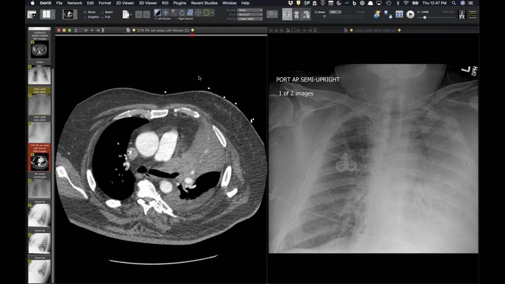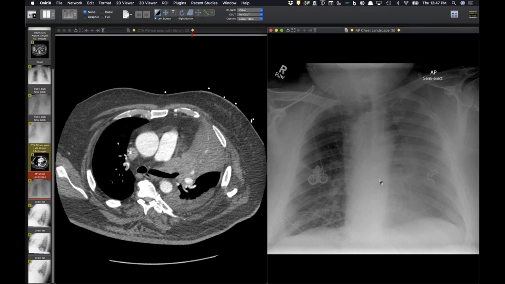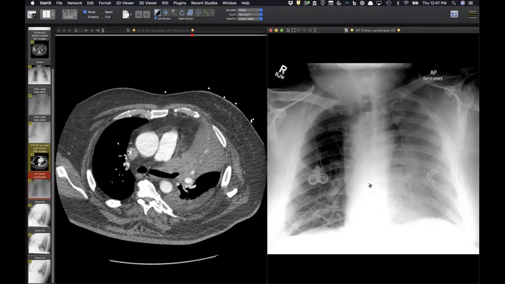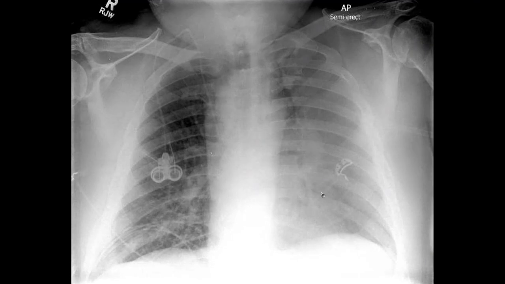So put up the one frontal projection again. I'll tell you which one. This one. Yeah, make that bigger, and just bring it up by itself.